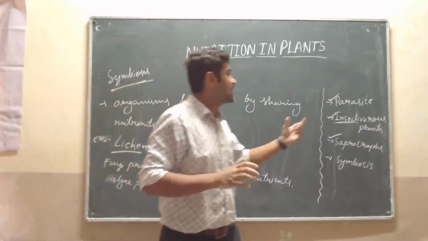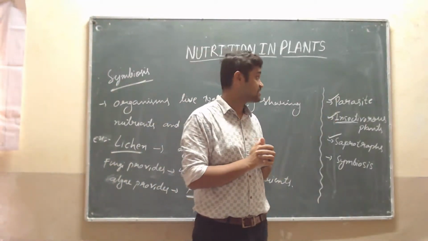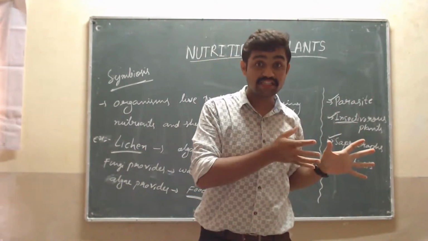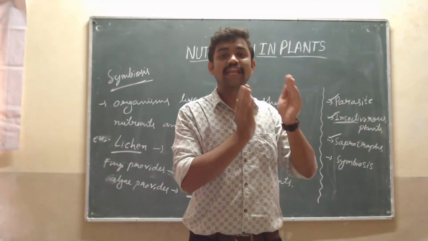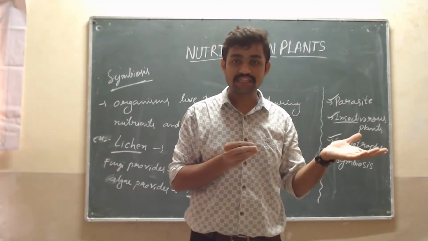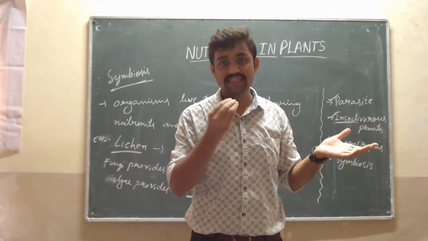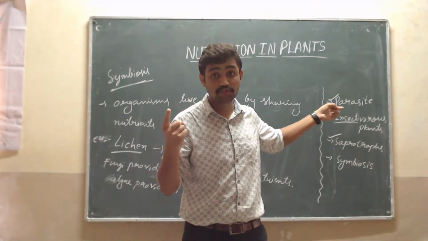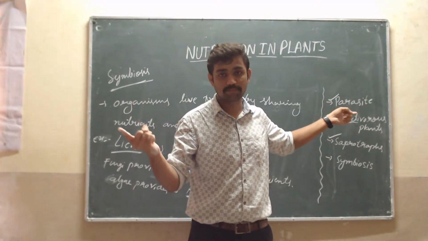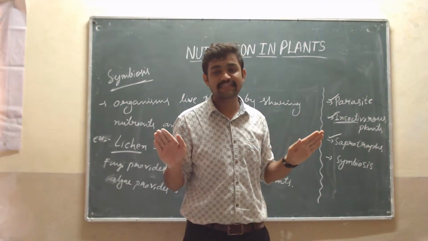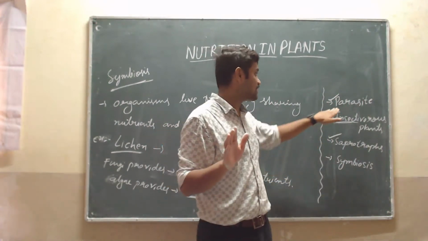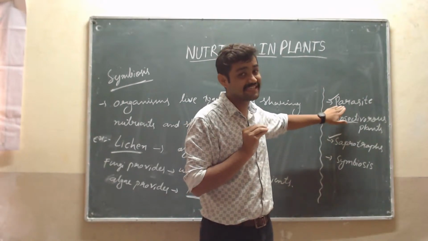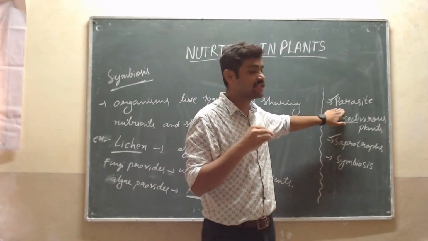Once again I will repeat it. Parasite means the organisms which depend on another organism. That means the organisms which live on or in another organism for the purpose of food and shelter, whatever it may be. These parasites may harm the host plant. Without the host plant it can't live. That's why parasites are somewhat difficult and dangerous to other plants.